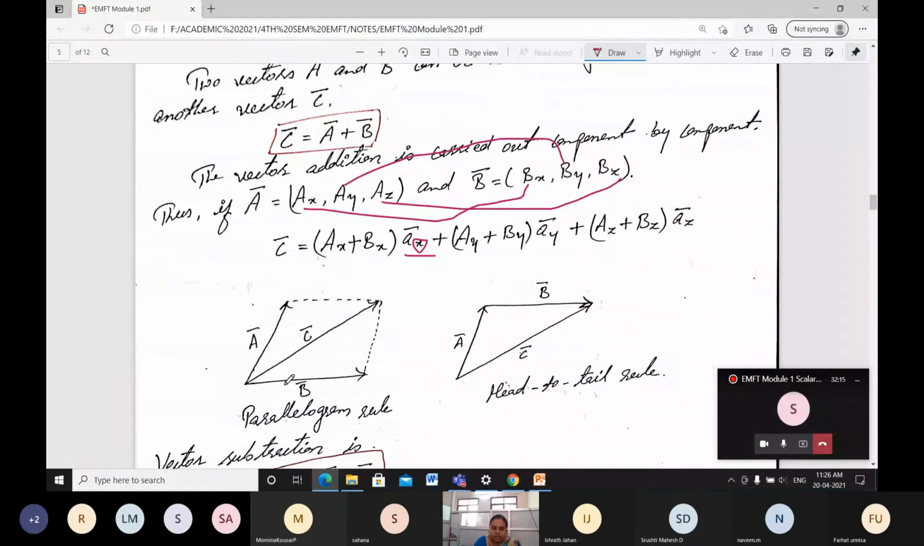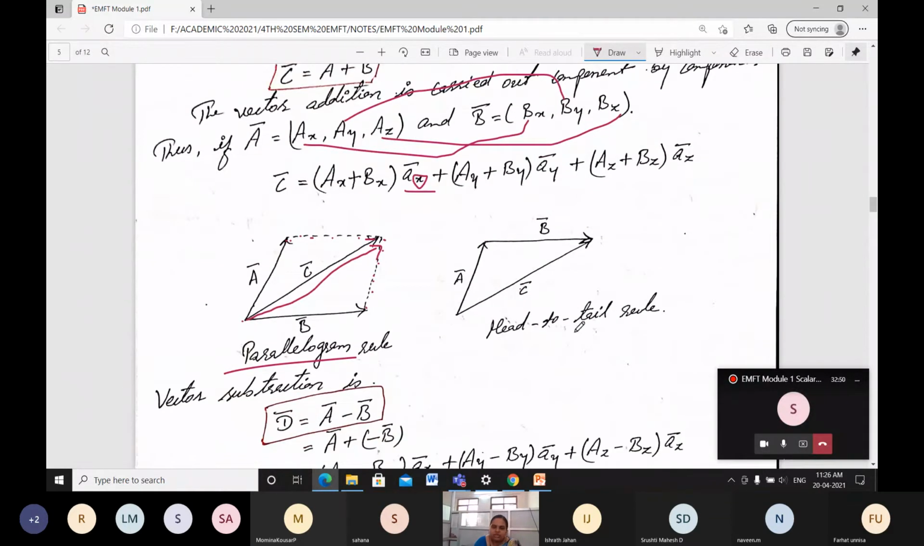Next, how can we add these two vectors using the parallelogram method. Here is vector B and here is your vector A. If I extend my lines, at some point they will join, giving a parallelogram. Then draw the diagonal, and this diagonal will represent the addition of vector A with vector B. This method is called the parallelogram rule.